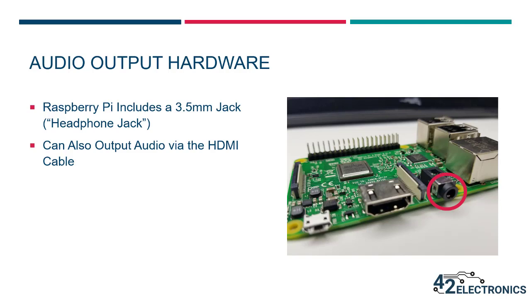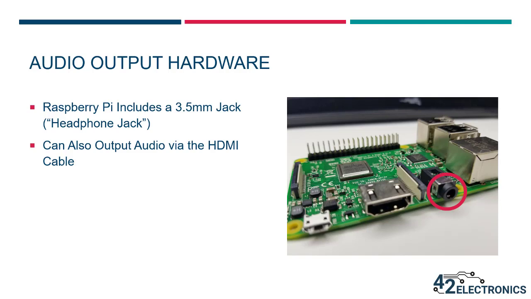The Raspberry Pi Model 3B from your kit includes a 3.5mm jack that can be used to output audio signals. This type of connection is commonly referred to as a headphone jack, as it's normally used to connect headphones to a device. This port is located between the Ethernet and HDMI connectors on the Pi, and I have circled it here in red for you.